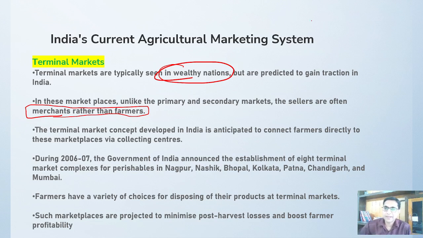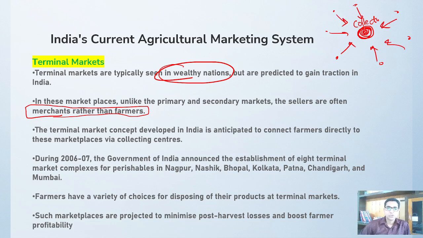So what will happen here? Here we have farmers, and here we have a collection center. Farmers will be selling at this collection center.